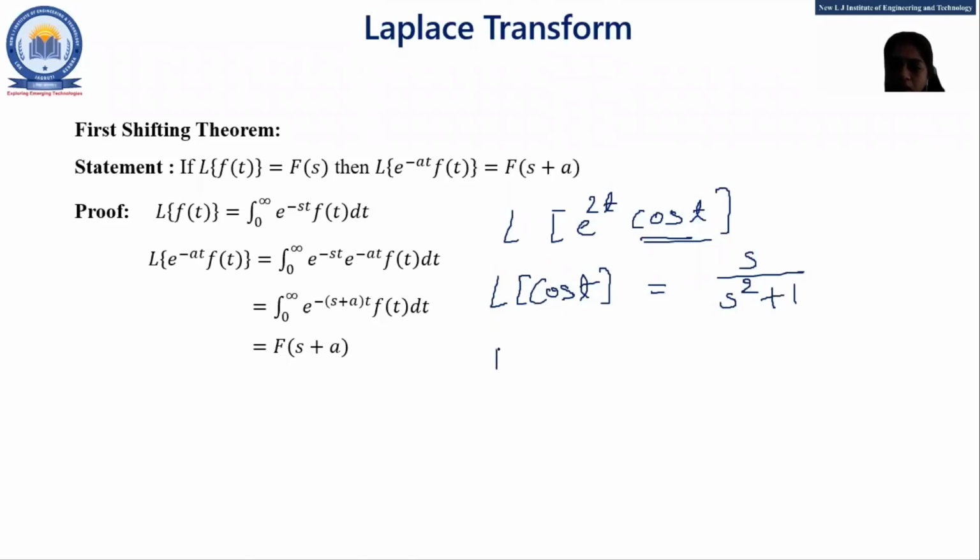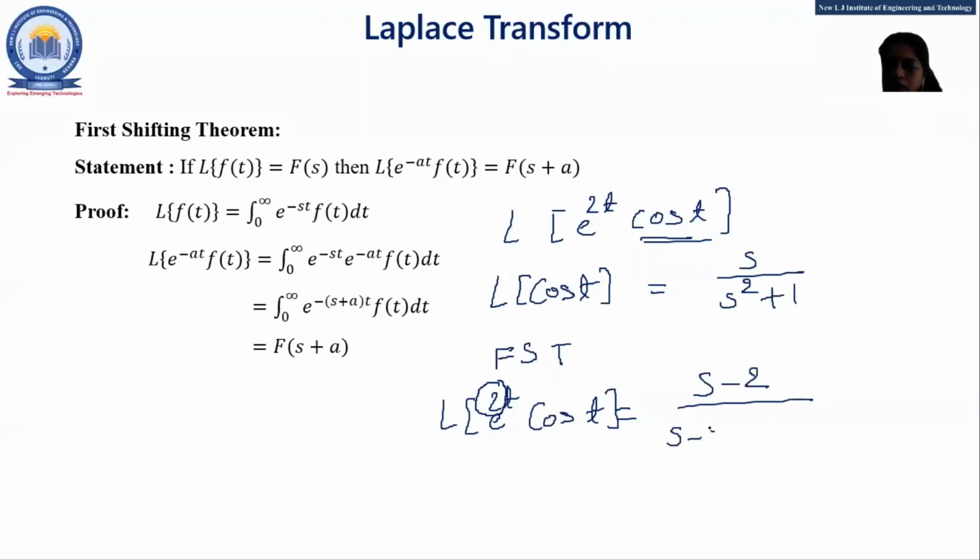So by applying the first shifting theorem, Laplace of e raised to 2t cos t, we have to replace our s by what? S minus 2. Why? Because in the exponential term, this 2 is positive. If this is positive, we replace by s minus 2. If this is negative, we replace by s plus 2. As this is positive, we replace all s by s minus 2. That is, s minus 2 in the numerator, and in the denominator, s minus 2 whole square plus 1.